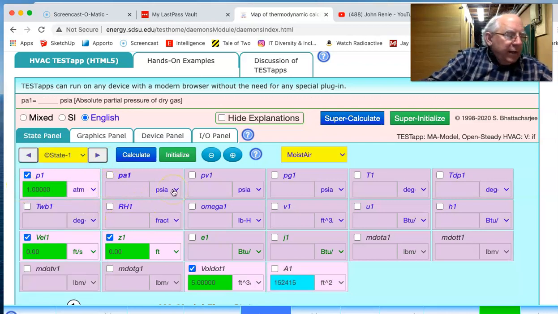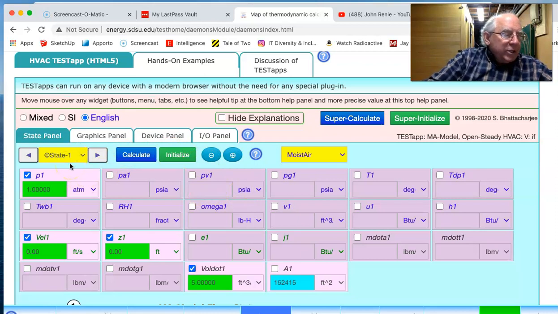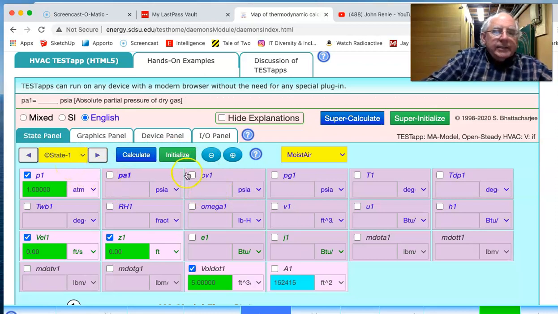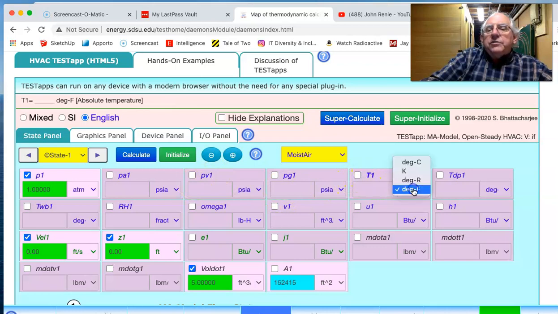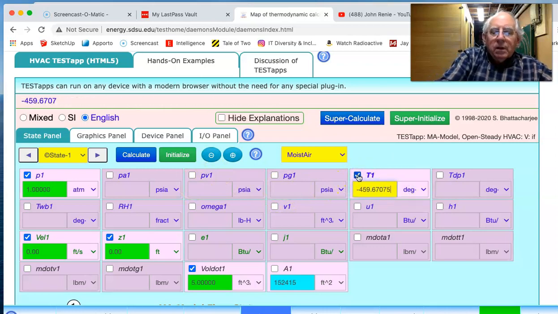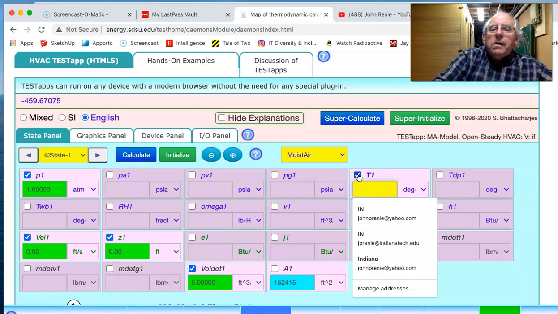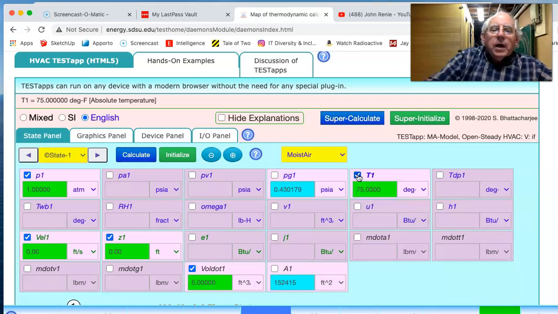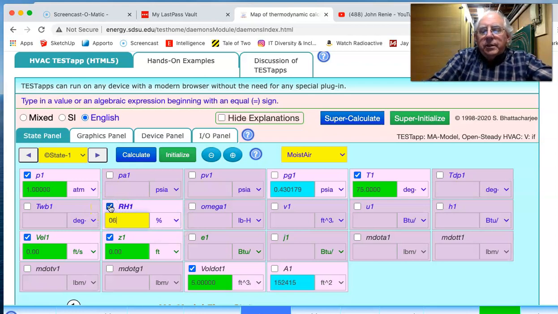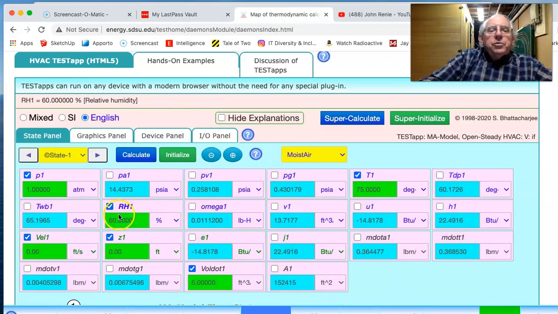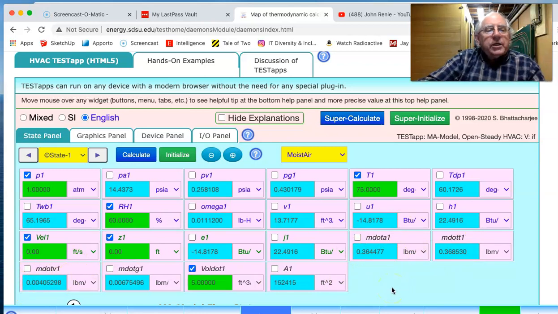And then we are told that this state 1 will be the return air, and that is at 75 degrees Fahrenheit with a relative humidity of 60%. So we have to make sure that we select the percentage. Okay, so with those 3 thermodynamic properties given, we see that we have the amount of dry air. We also have the amount of moisture that's flowing through in that particular stream.